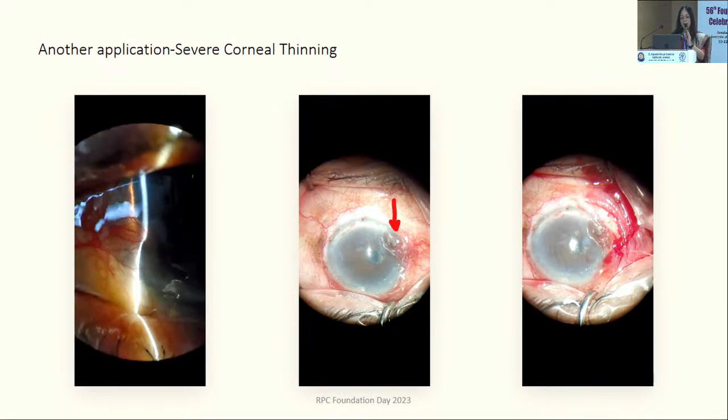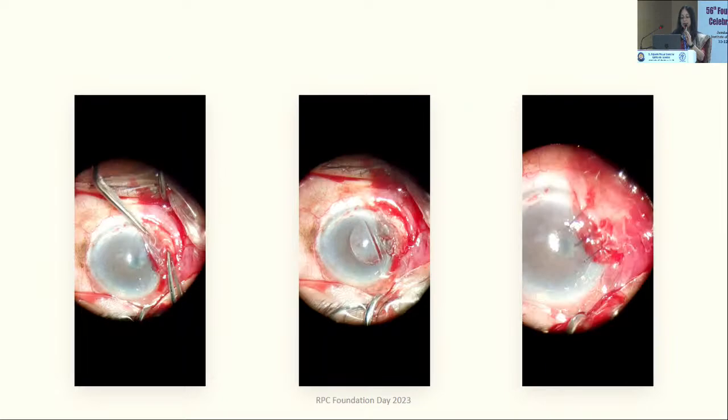So we even applied it for severe corneal thinning procedures like this, where we just put it, sutured it, and the conjunctiva was laid over it.